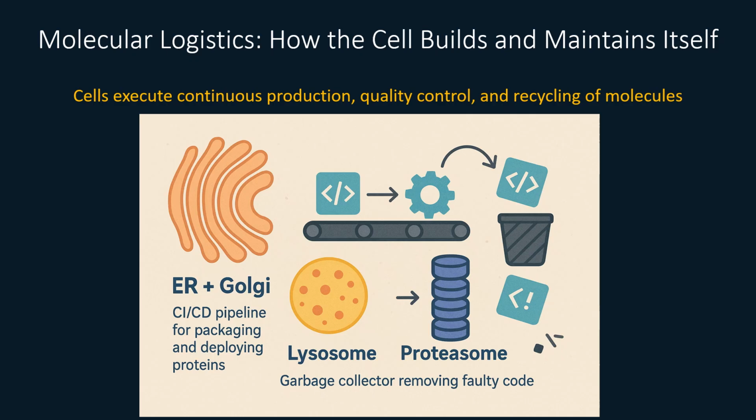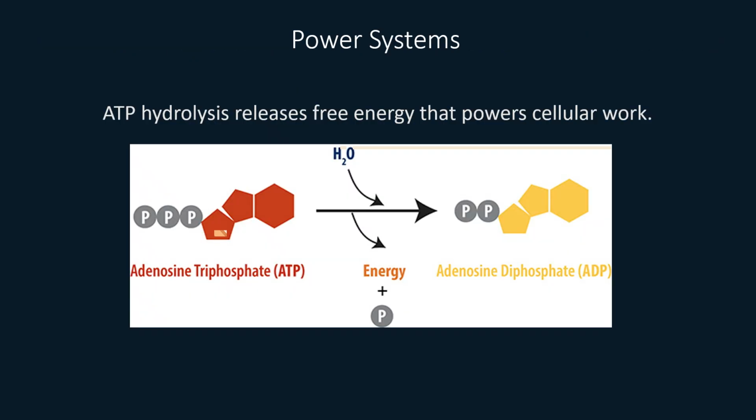Now let's briefly discuss power. ATP acts like a power source. When ATP is converted to ADP, free energy is released. That energy is then coupled to drive reactions that would otherwise not happen. So this is how cells pay for work, like synthesis, transport, and movement.